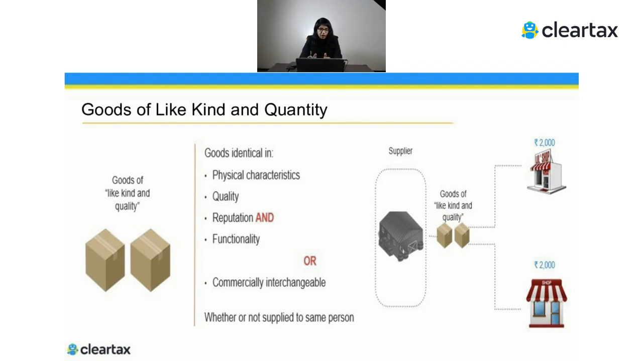If we're just talking about it, it can be goods identical in physical characteristics. It should be a little bit the same, or the quality or the reputation and the functionality, or it is commercially interchangeable. For example, if I'm buying a cloth and it's a local brand, if it's a t-shirt, maybe for one thing I can exchange for two, the price would be the same for me. But if I'm buying something branded, the price could be a little different. I cannot compare the branded quality with the normal local thing. So there we have to always look into it.